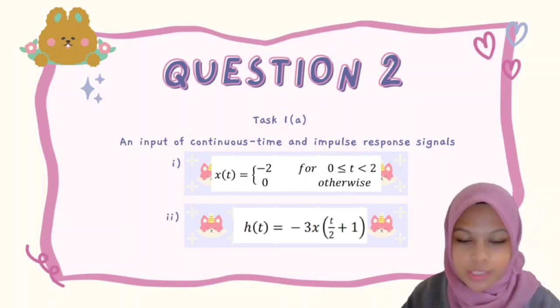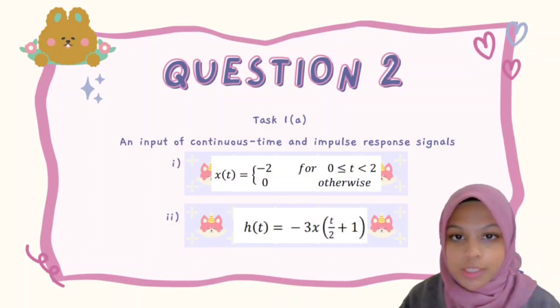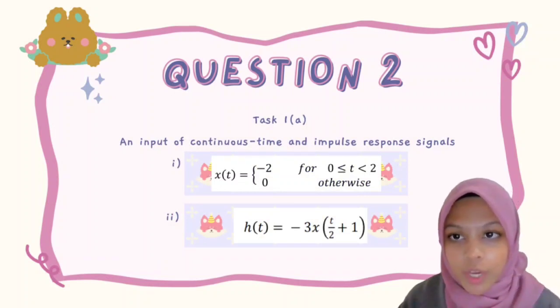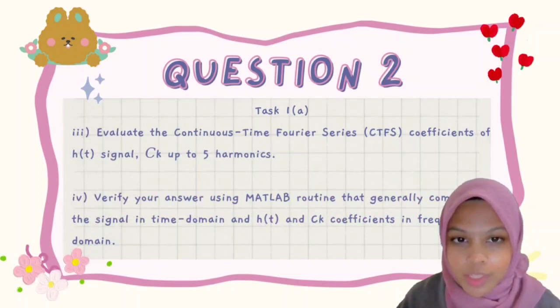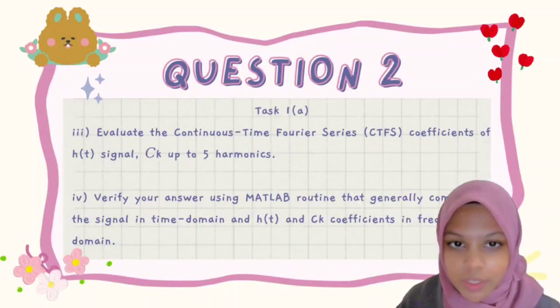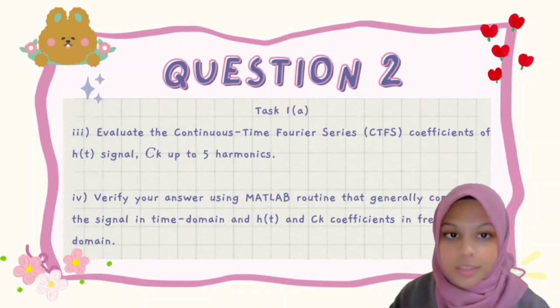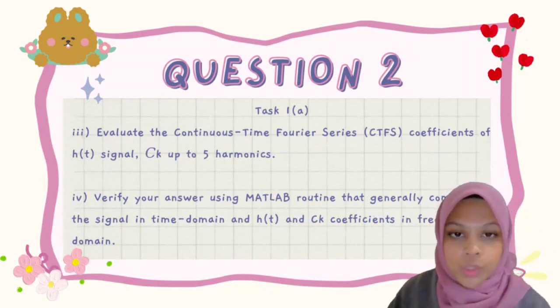So this is the mathematical function that has been given for x(t) and h(t), while next I need to find the CTFS signal up to 5 harmonics. And lastly, for task 1A, is verifying the answer using MATLAB. So let's continue to task 1A1.